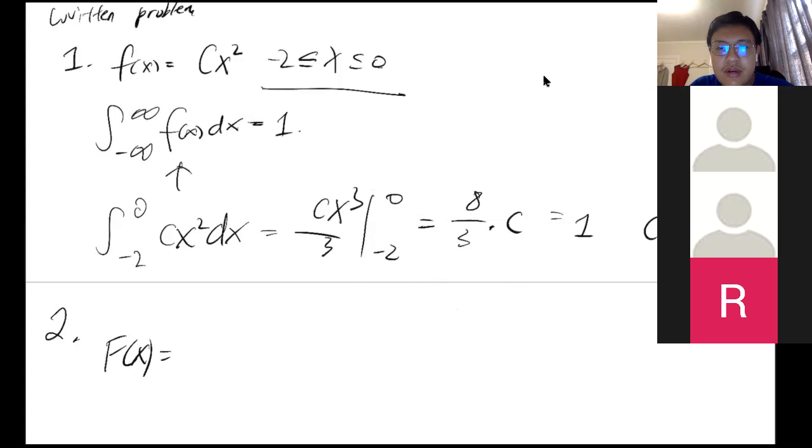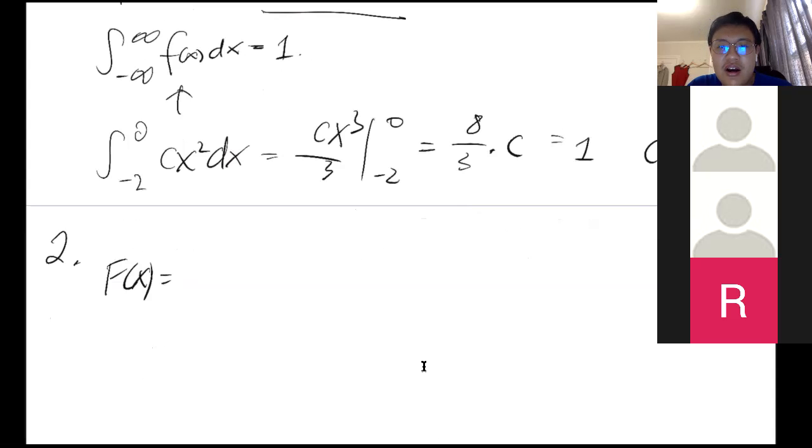Okay, so for the second problem, the CDF F(x) is defined to be the integral from negative infinity to x of f(t) dt. Okay, I will just let the conversation in the discussion chat go, and then I will go through a solution for problem 2.